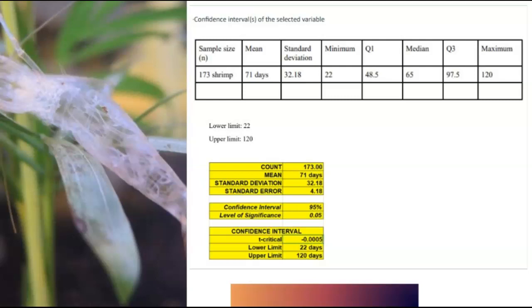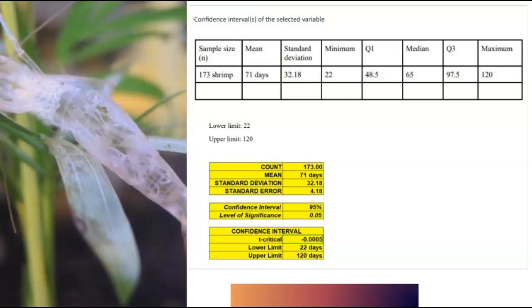My interpretation of this confidence interval is that there's a 95% chance that the true mean time to shed for a northern shrimp is 71 days. The level of significance means that there's only a 5% chance that the true mean time to shed lies outside of the 95% confidence interval.